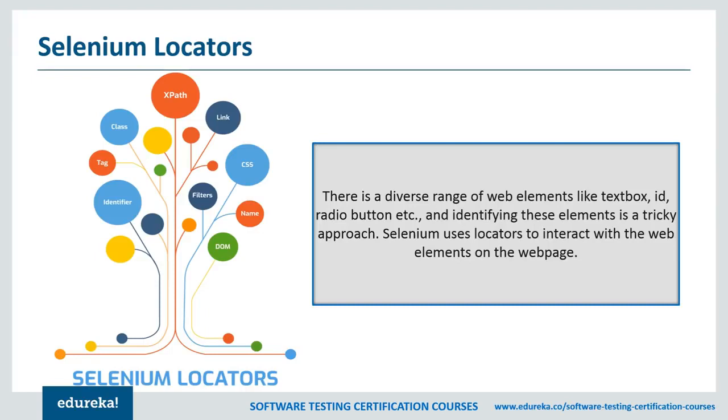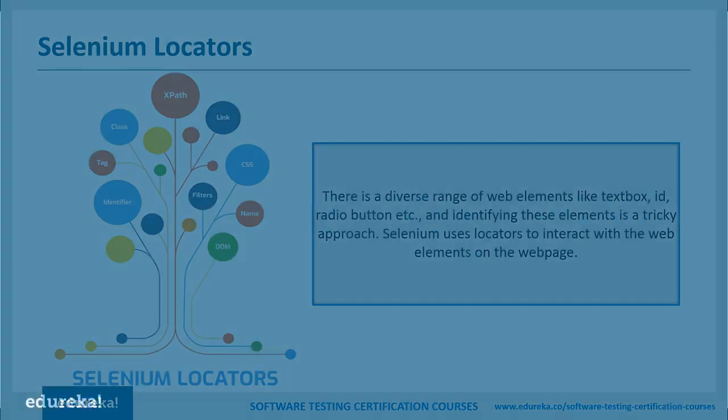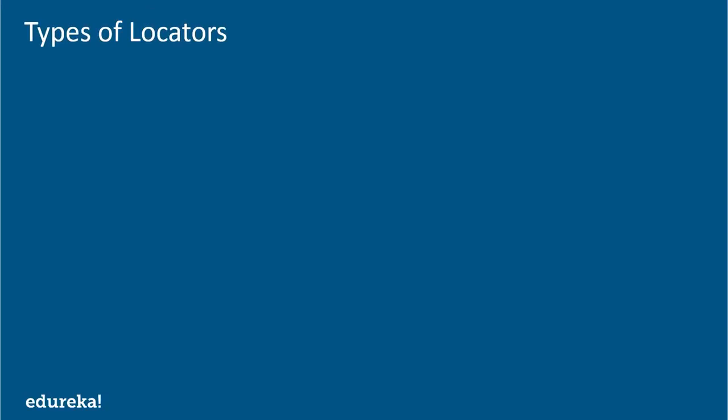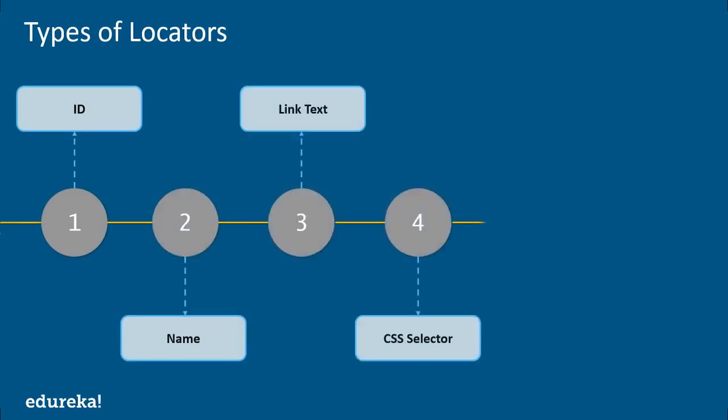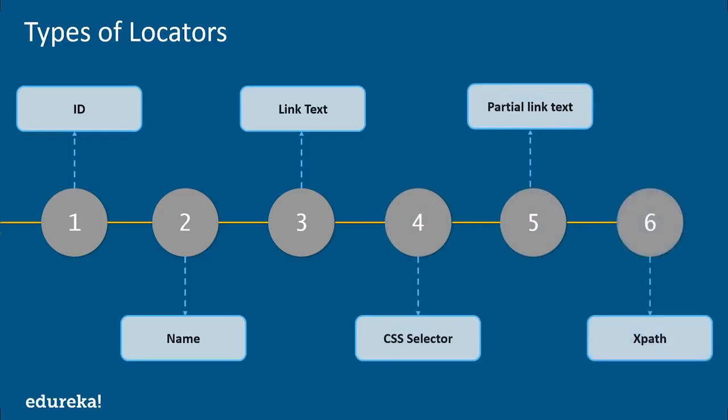If you are fortunate enough to be working with unique IDs and classes, then you are usually all set. But there will be times when choosing the right locator will become a nightmare. It can be a real challenge to verify that you have the right locators to accomplish whatever you want. There is a diverse range of web elements like text box, radio button, etc., and identifying these can be a tricky approach. So let's see what the different types of locators are that can be used to locate a particular web element on the web page. So we have ID, name, link text, CSS selector, partial link text, and XPath.